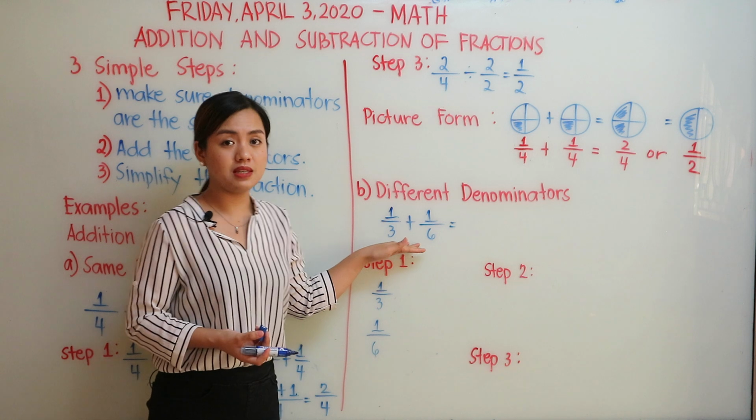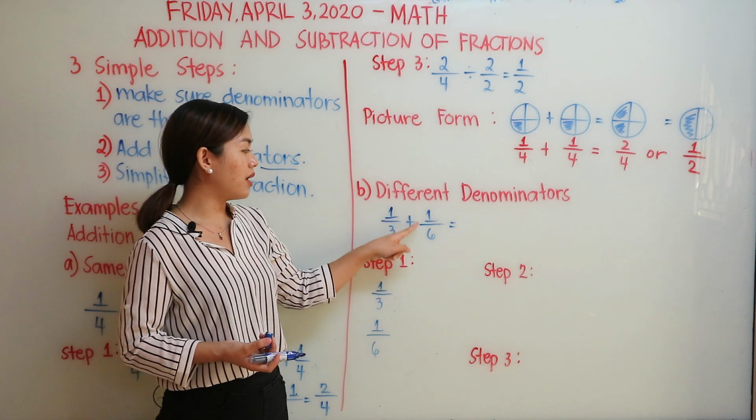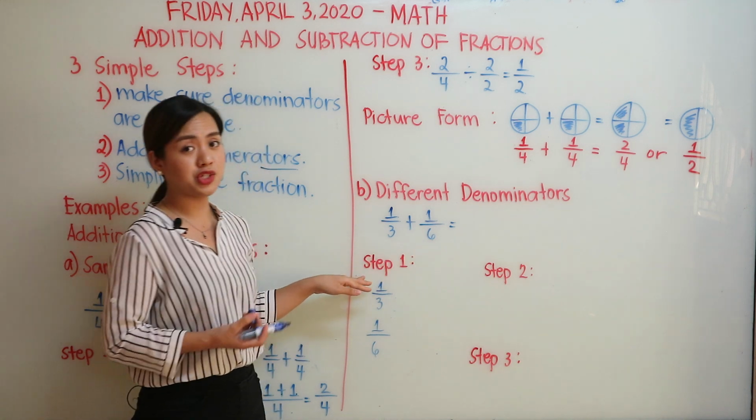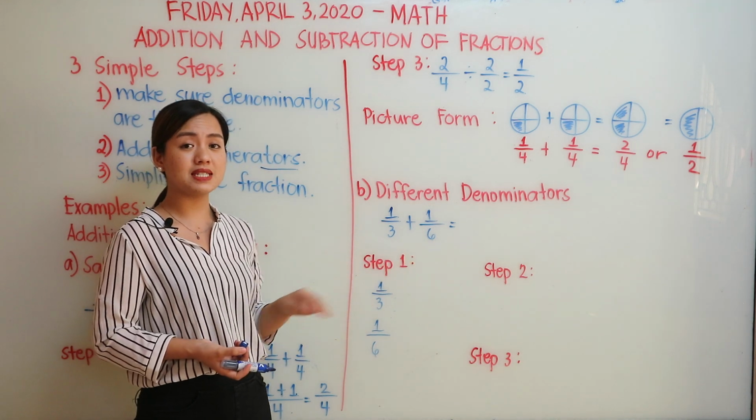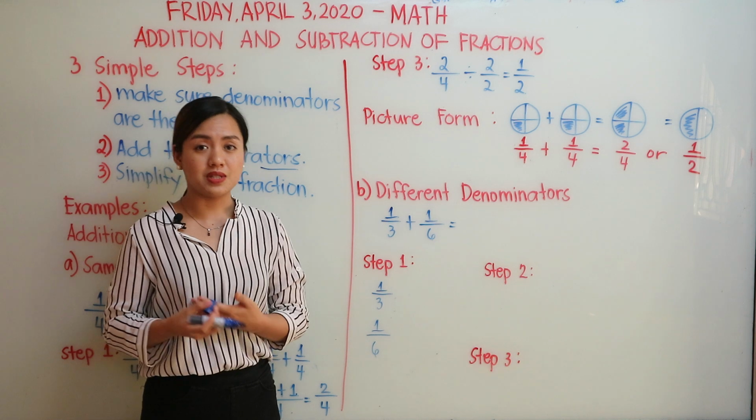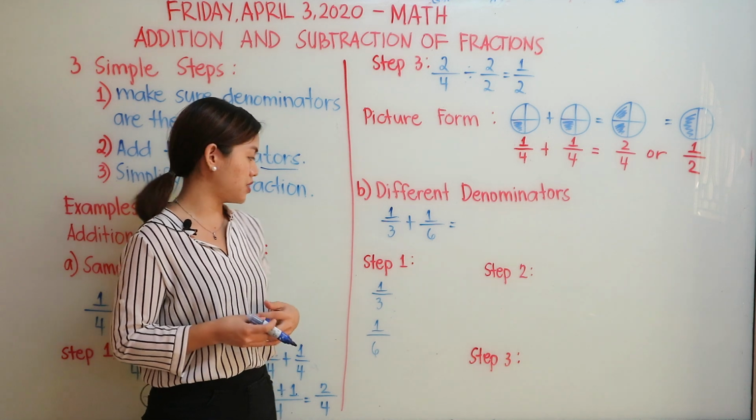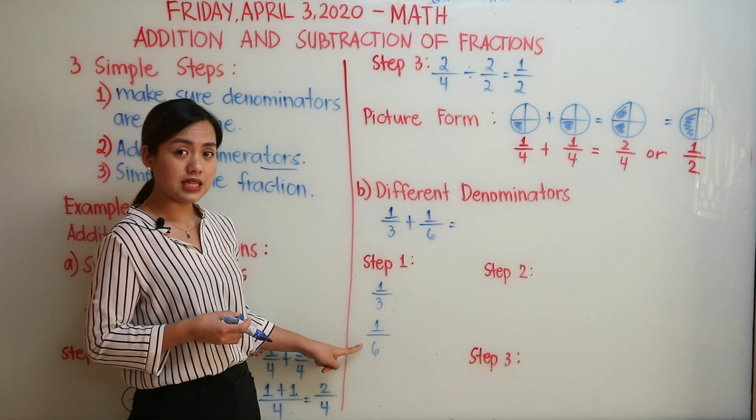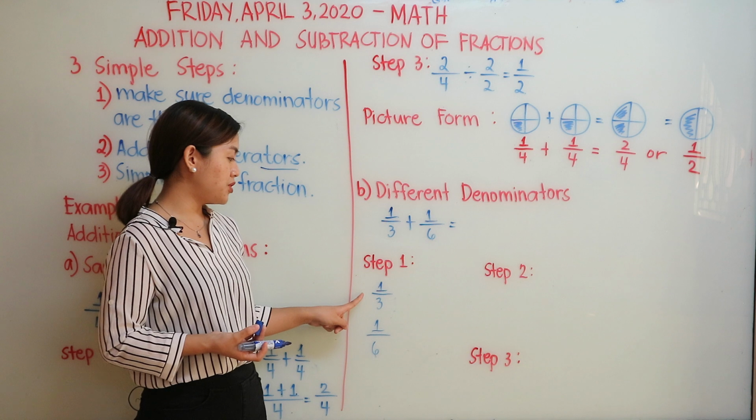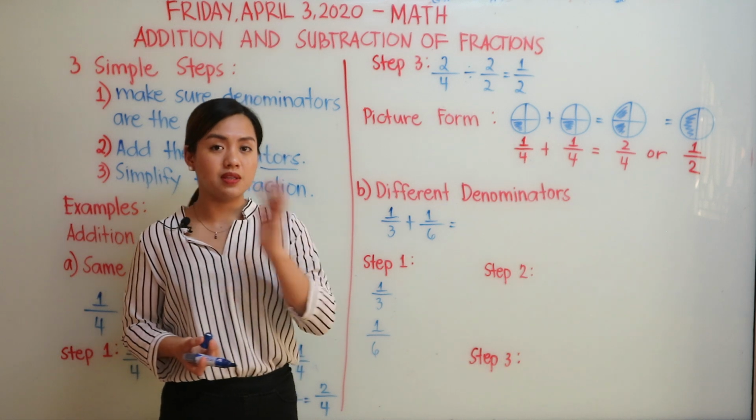Okay, so next one, what if the denominators are different? Let's proceed here. So we have 1 over 3 added to 1 over 6. Now, since they have different denominators, we have to make sure that they have the same denominator because that is step 1. Before we can add, make the denominators the same first. So we have to go back to when we were comparing fractions. So we have to write it like this, and we can multiply one fraction by a number which will give us the same denominator as the other fraction.